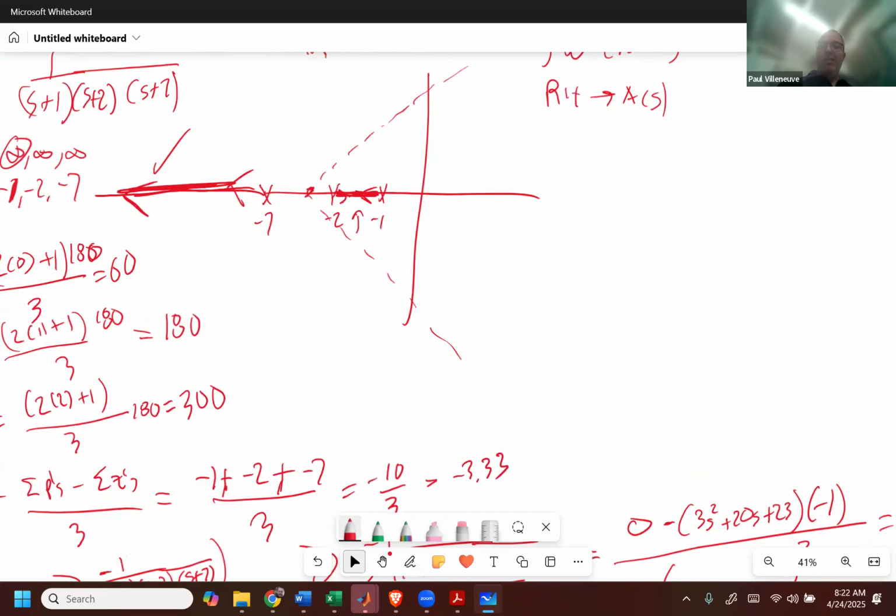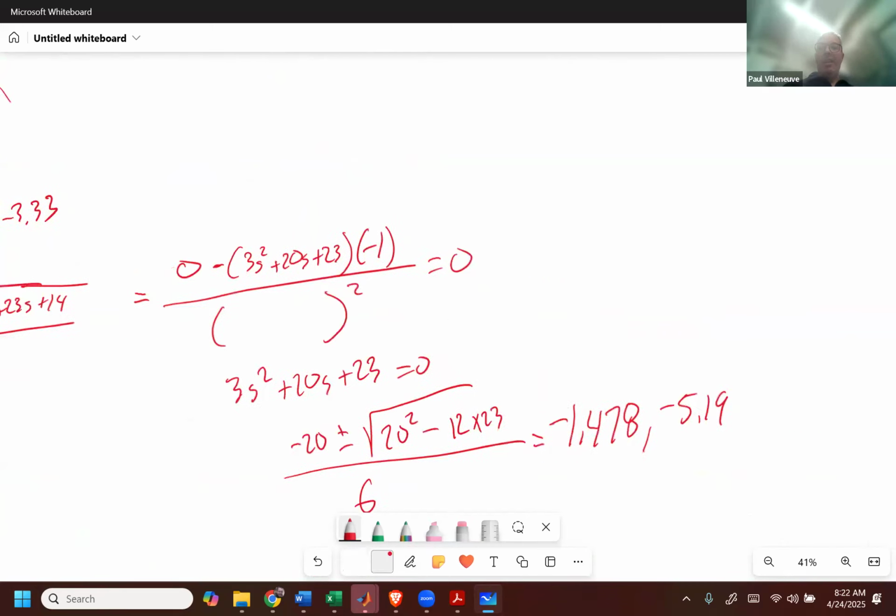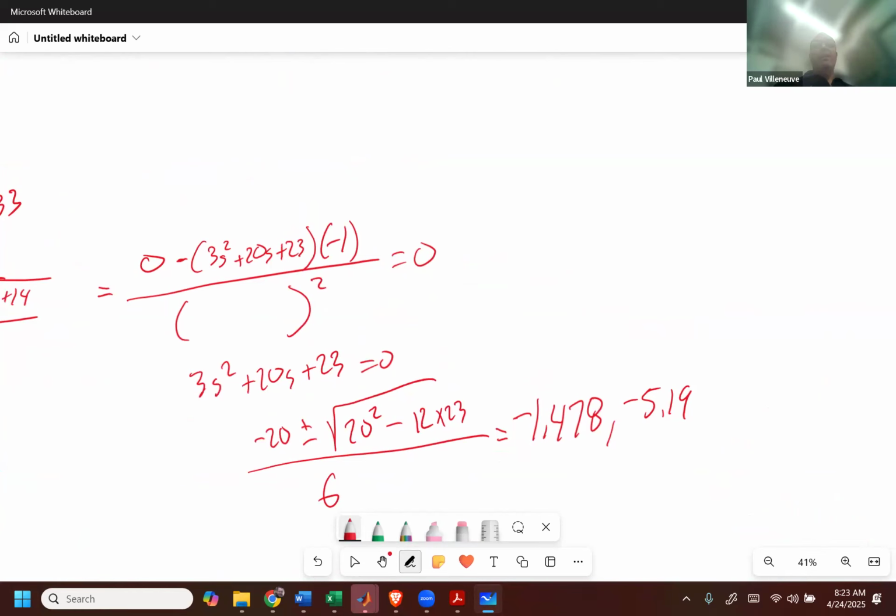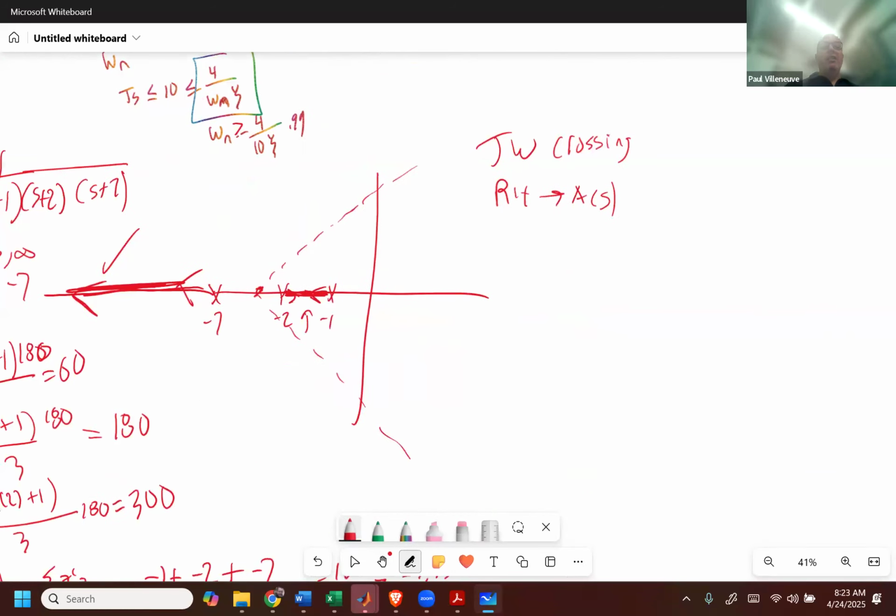So I've got two numbers, but I only have one breakaway point as shown here. Only one of those can be right. Is it negative 1.478 or negative 5.19? To determine which one is correct, the root locus has to leave the real axis at that point, so there has to be a root locus there. At negative 5.19, that's someplace over here. Is there a root locus there? There isn't, so that's not a valid breakaway point. The valid breakaway point is minus 1.478.